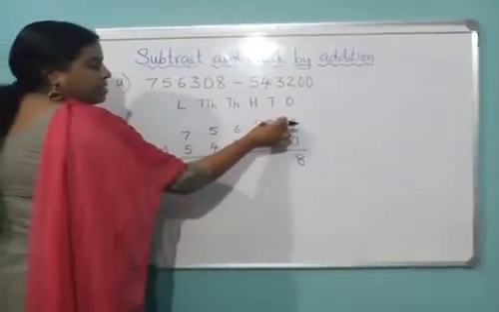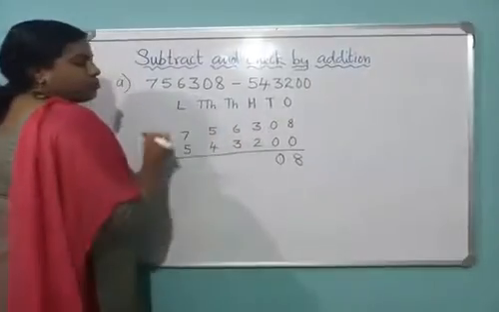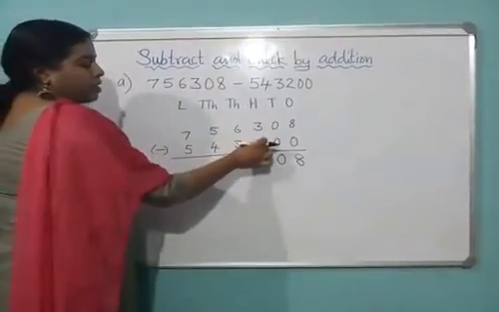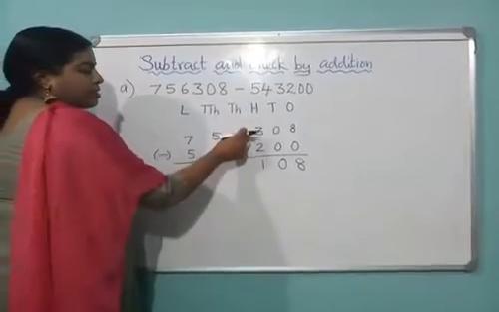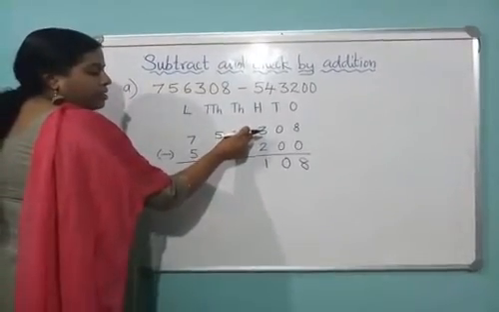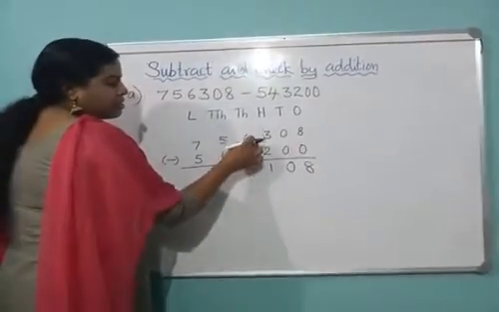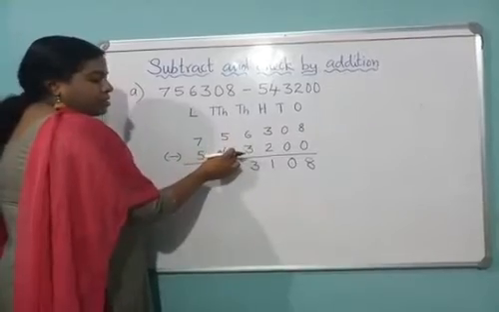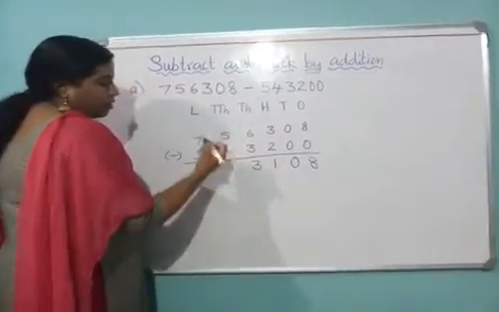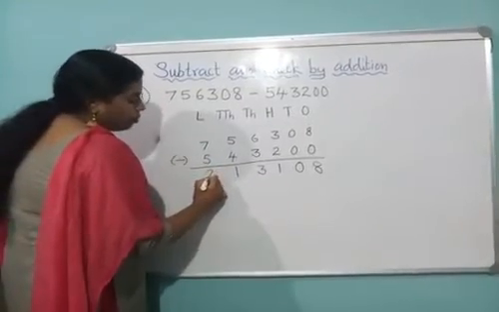Now tens place, 0 minus 0, which is equal to 0. 3 minus 2 is equal to 1. 6 minus 3. If we take 3 from 6, the leftover will be 3. 6 minus 3 is 3. 5 minus 4 is 1. 7 minus 5 is equal to 2.